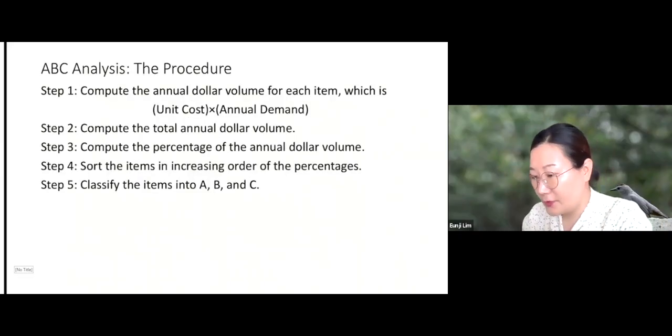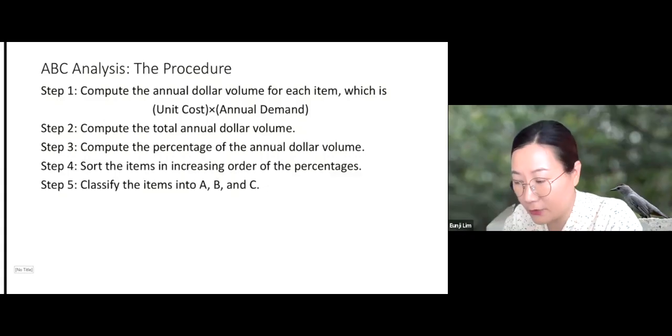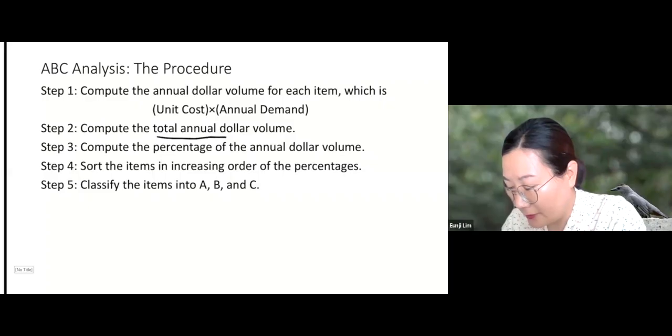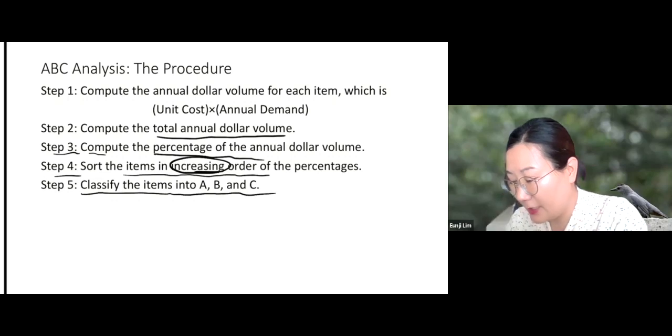So this is a procedure we need to follow. Step one, compute the annual dollar volume for each item, which is the unit cost times the annual demand. Step two, compute the total annual dollar volume. Step three, compute the percentage of the annual dollar volume. Step four, sort the items in decreasing order of the percentages. And step five, classify the items into A, B, and C.